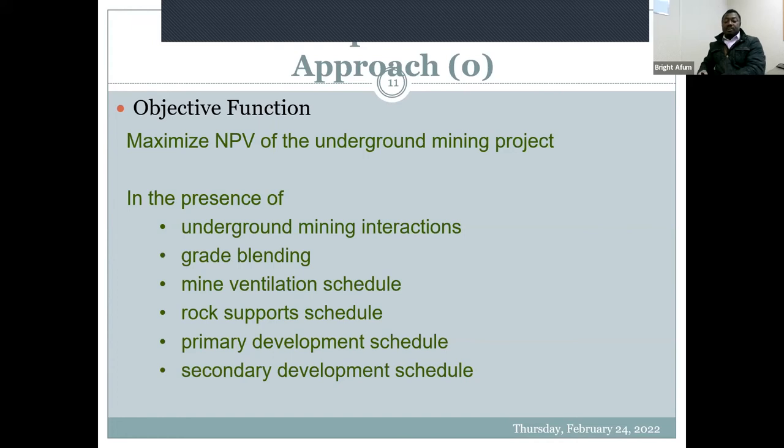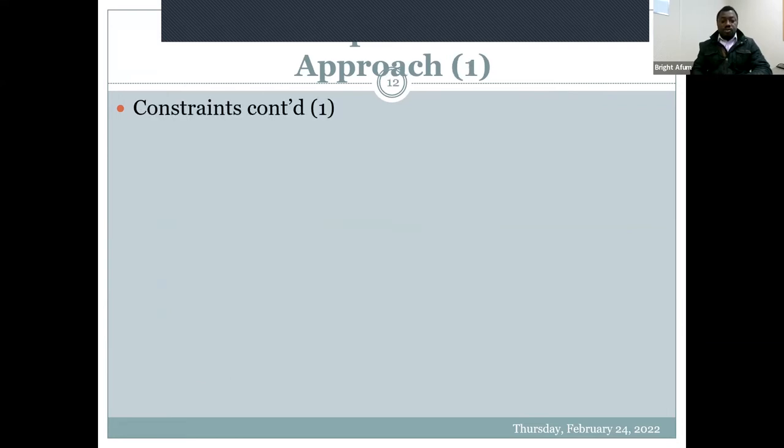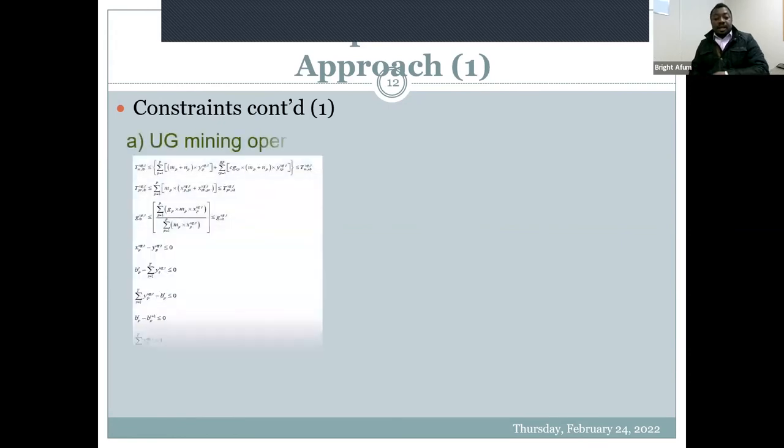Then the primary development in terms of shafts or internal shafts or a ramp or an internal ramp, all those are primary development because they stay for the life of mine. Then we also have the secondary development, which are mostly the operational developments that we have in the system, where you can have the ore drive, the cross cuts, and all those things. So when that is done, there are a set of equations that are defined. So in underground mining operations, there are a lot of equations.